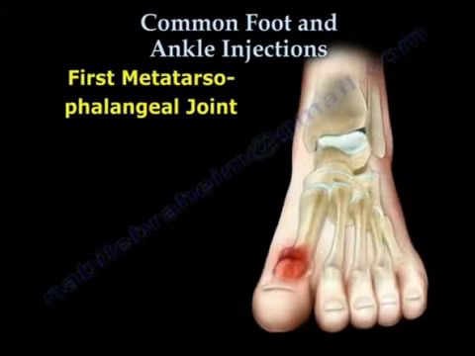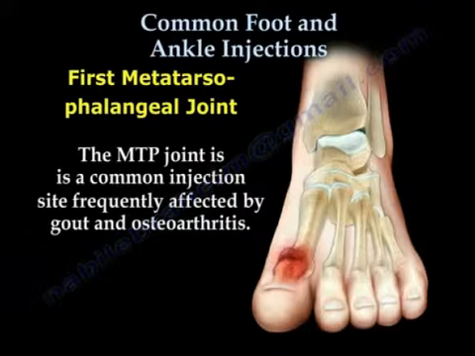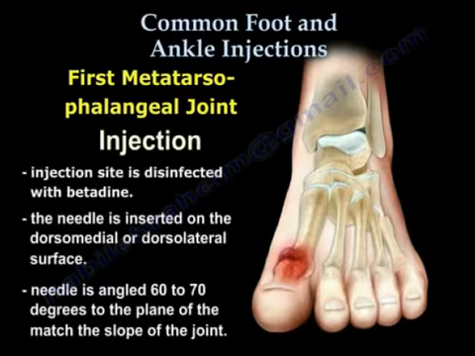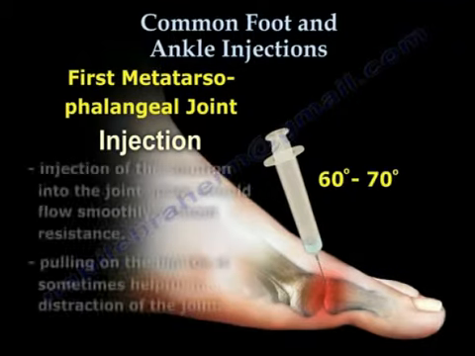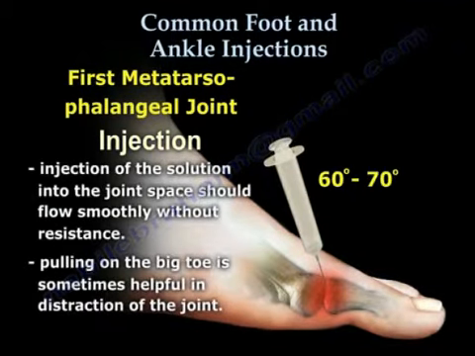The first metatarsophalangeal joint is usually affected by gout and arthritis. Use betadine solution and the needle is inserted from the dorsomedial or dorsolateral surface. The needle is angled about 60 to 70 degrees and is directed distally. Distracting the joint by pulling on the big toe is usually helpful.